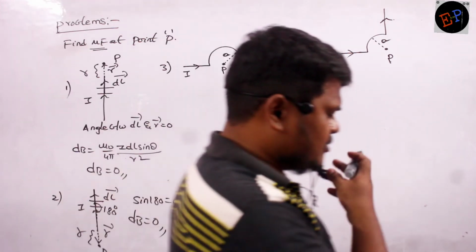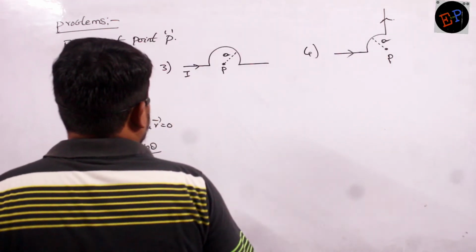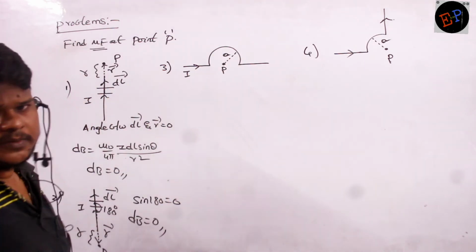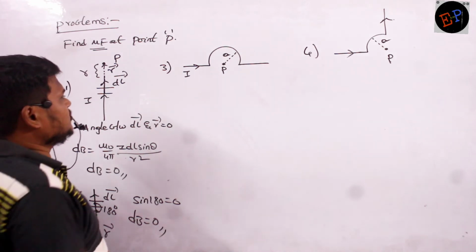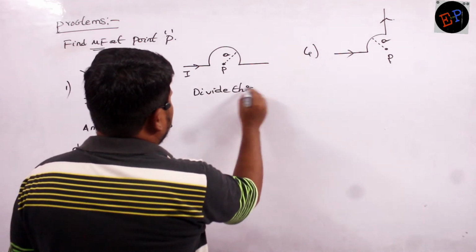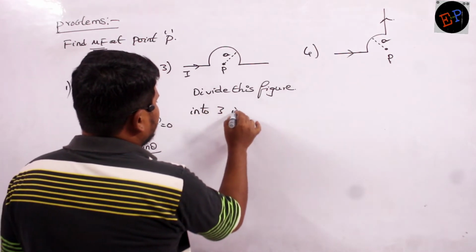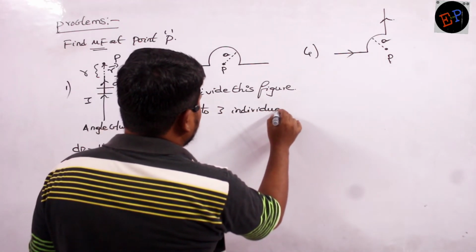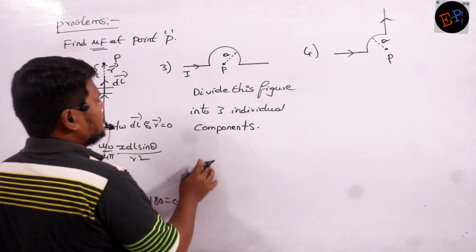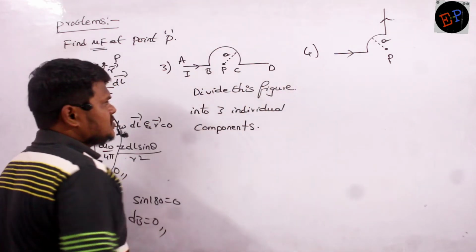Third one, can you say how can I solve? See, did we study this type of shape? No. So therefore what I can do is divide this figure into 3 individual components. Okay? Divide this figure into 3 individual components. So the first component is AB, second component is BC, third component is CD.